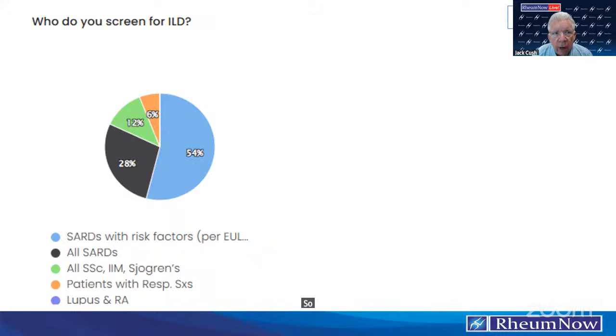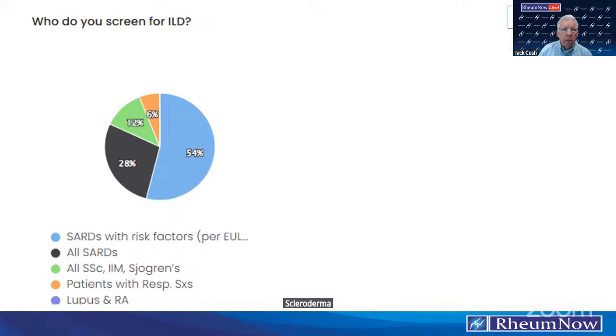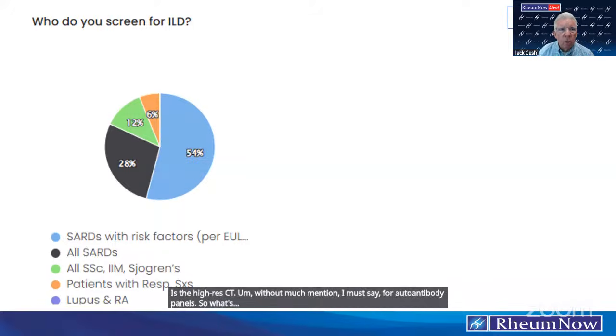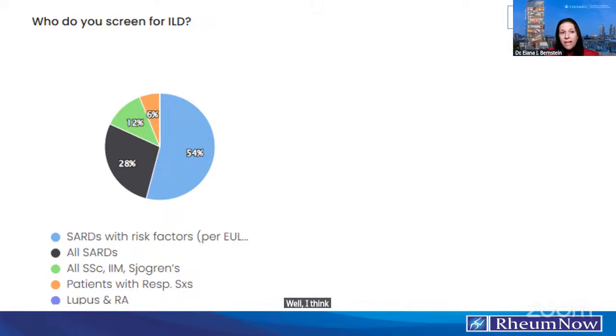So Artie Kavanaugh asked a question about, are we putting too much stock in autoantibody panels, especially for scleroderma and myositis, and especially in light of the fact that guidelines have come out and said the screening tool of preference is the high-res CT, without much mention, I must say, of autoantibody panels. So what is the importance of autoantibody panels? Well, I think they are important because they do risk stratify people.